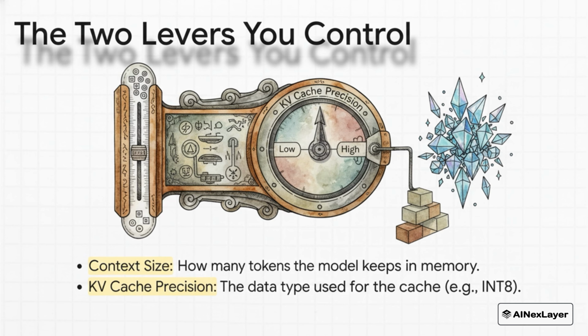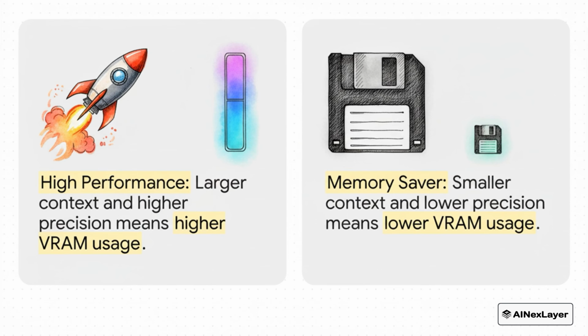The second lever is KV cache precision. This is like setting the quality for those memories. You can use a high-fidelity format or a more compressed, lower-fidelity one. Just think of it like a high-res photo versus a low-res one. The low-res one is way smaller. The trade-off here is pretty clear, right? If you want maximum performance, you use a large context size and high precision, and that uses more VRAM. But if you need to save memory, you can shrink that context window and lower the precision, which can dramatically shrink the KV cache and your total memory footprint.